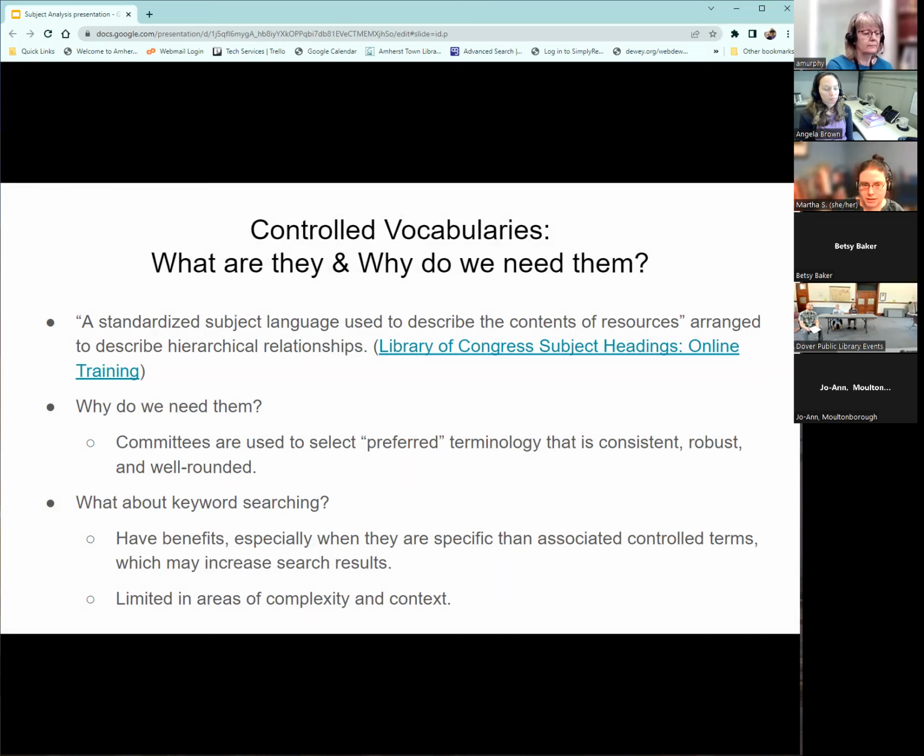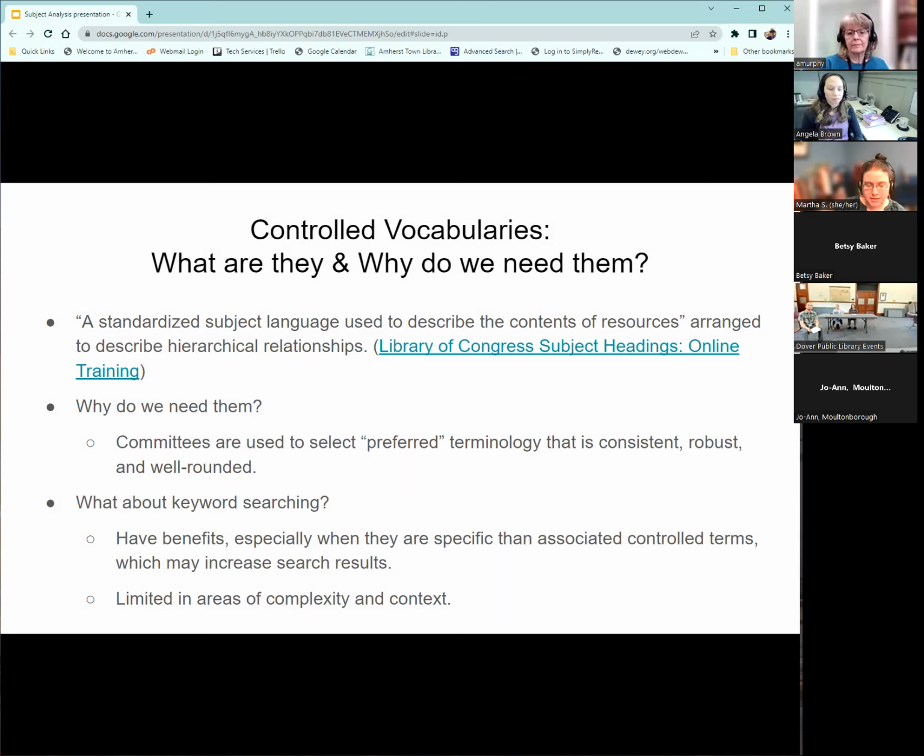So what about keyword searching, you might be wondering, because keyword searching is very popular and it often gets what you need. A controlled vocabulary might not always include the most colloquial or natural language terminology that one might expect, especially as language and culture changes. So why do we use them?